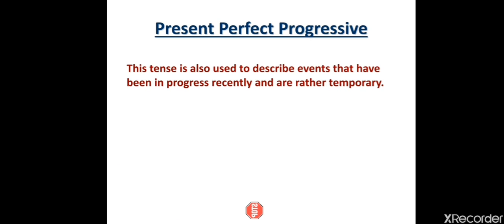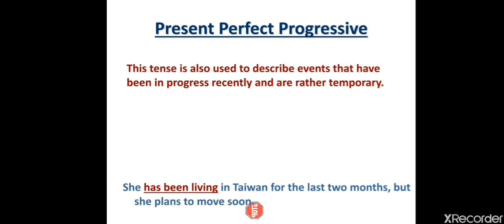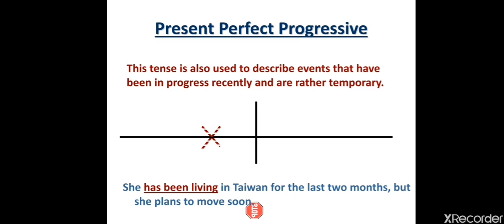Present perfect progressive also is used to describe events that have been in progress recently and are rather temporary. She has been living in Taiwan for the last 2 months, but she plans to move soon.